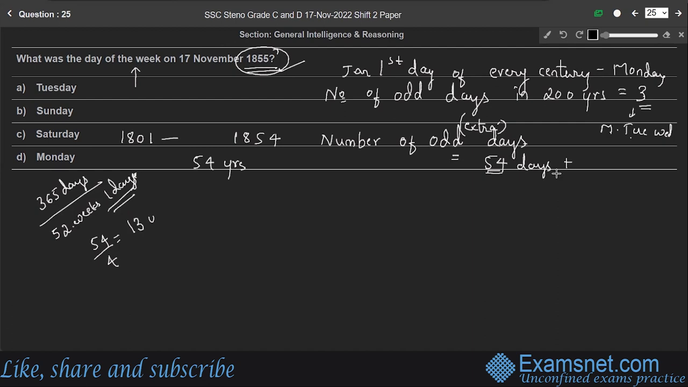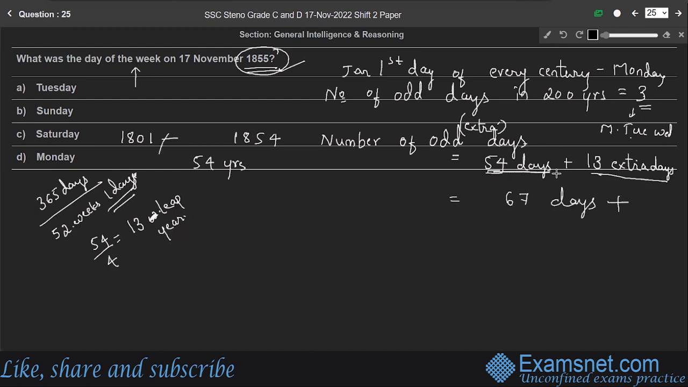So 13 leap years, right? From 1801 to 1854, there will be 13 leap years. That means 13 extra days. In a leap year, we'll have 29 days in the month of February. Therefore, 13 extra days, right. So from 1801 to 1854, because of leap years and 54 days, right, one day from each year, together it is 67 extra days, 67 extra days.